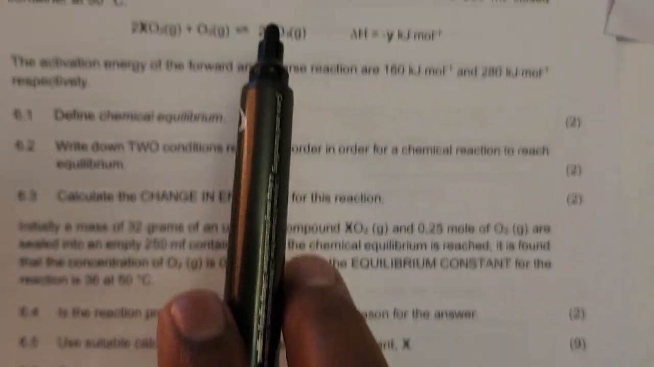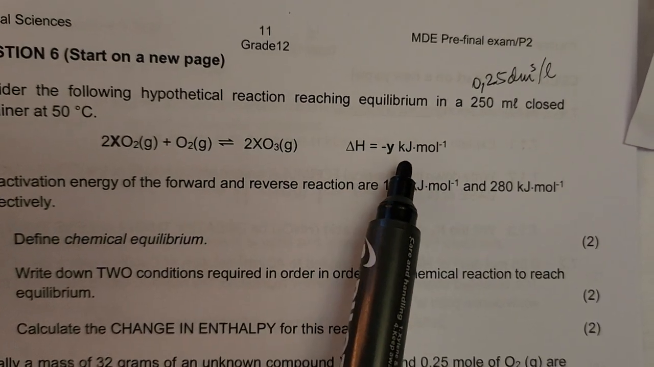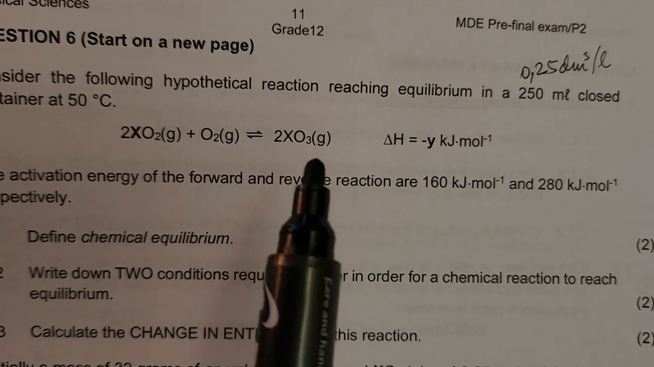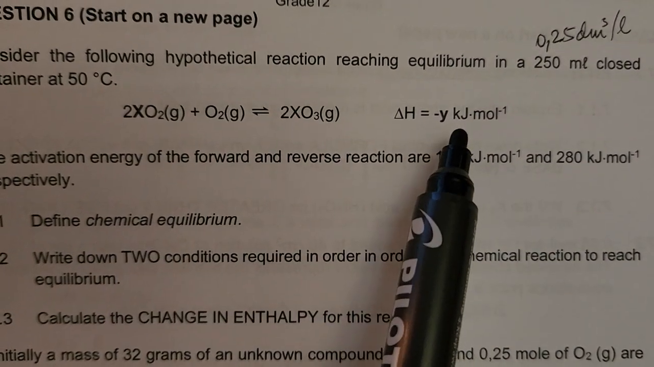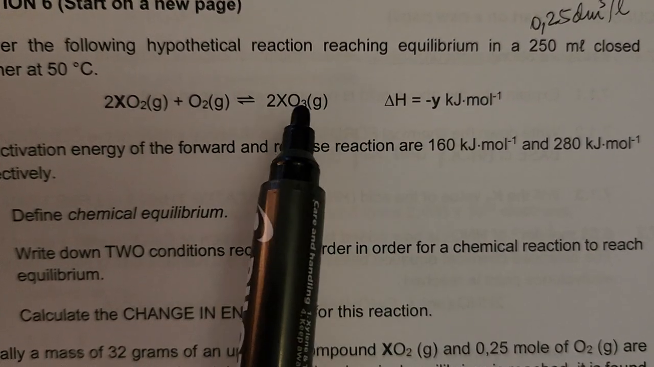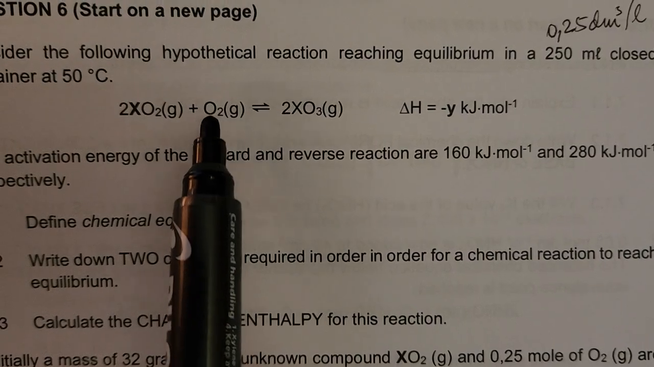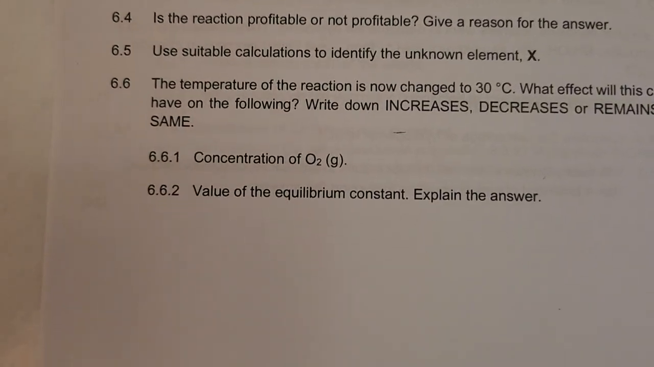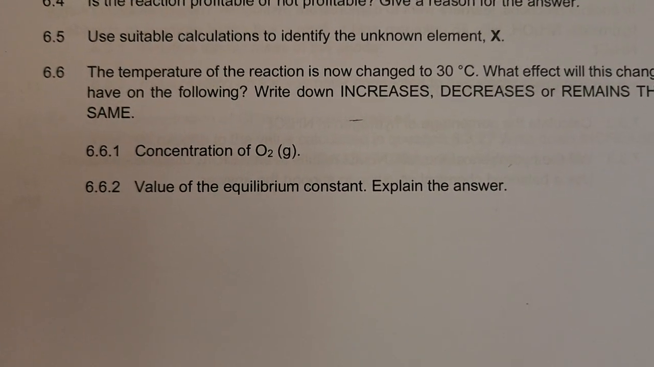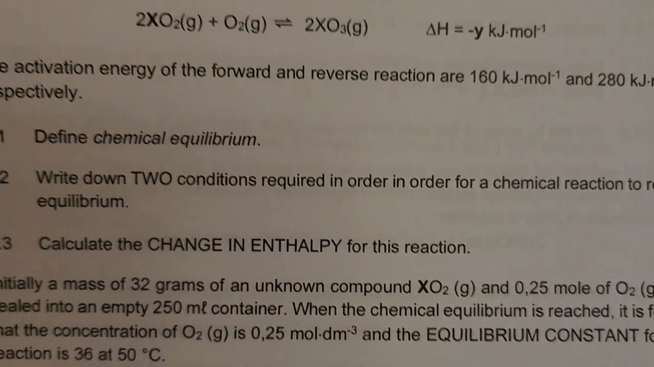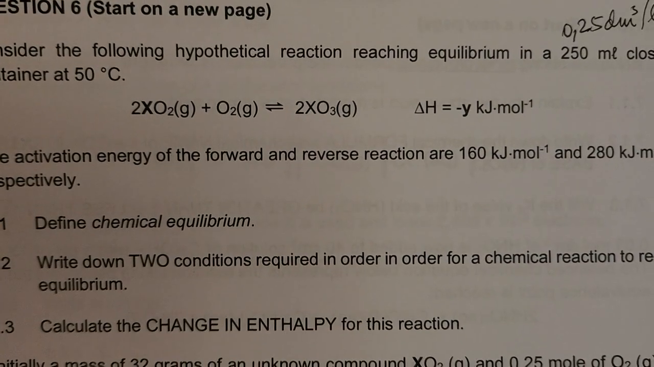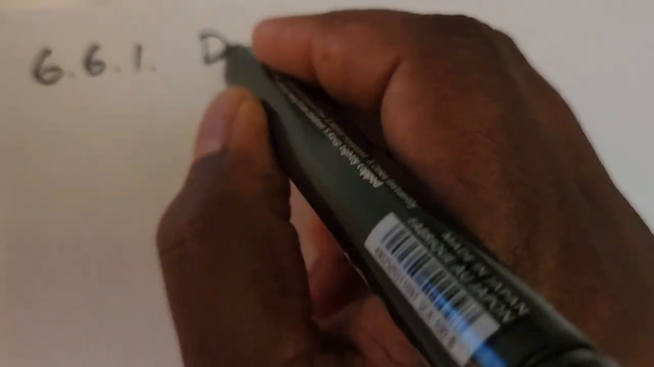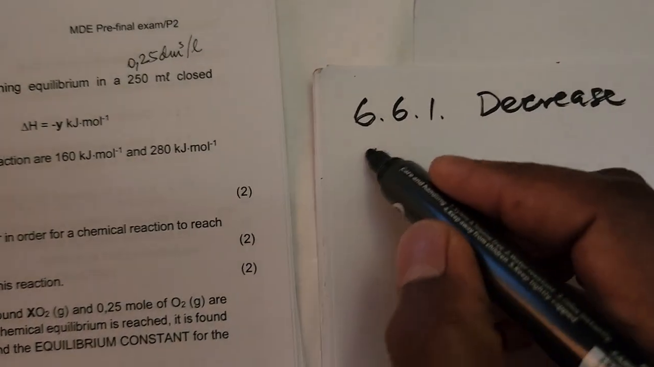Remember that our reaction is exothermic. So if we decrease temperature, in essence, we are favoring the forward reaction, so the production of the products. The concentration of the reactants will decrease, the concentration of the products will increase. The first question, they say, what happens to the concentration of O2? As I've already explained, the concentration of the reactants will decrease because we are favoring the forward reaction. Then the answer will say decrease.